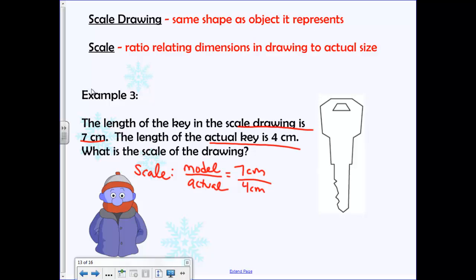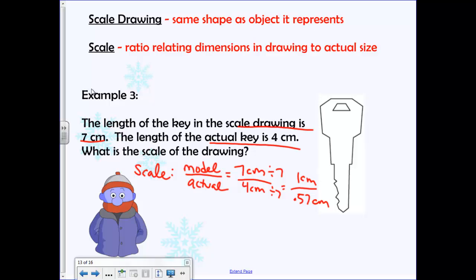So what do we say? It's always 1 inch, 1 centimeter, 1 something equals so many other units. How do I turn the 7 into a 1? How do I get it to be a 1? Divide by 7. And if I divide the top by 7, I divide the bottom by 7. 7 divided by 7 gives me 1 centimeter on the top. And in the denominator, 4 divided by 7 is 0.571. We'll go 0.57, and we have centimeters.